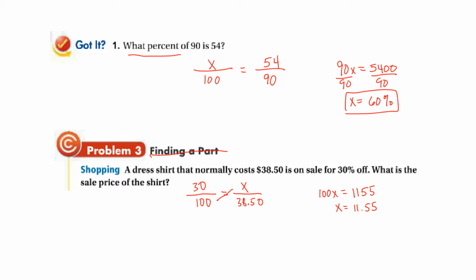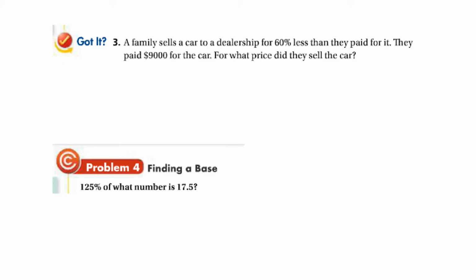But they ask me what is the sale price of the shirt. So that means I need to take my normal cost, $38.50, and subtract my 30%, which is $11.55. So I get $38.50 minus $11.55, and I find out that my sale price of my shirt is $26.95. That is the sale price of the shirt.